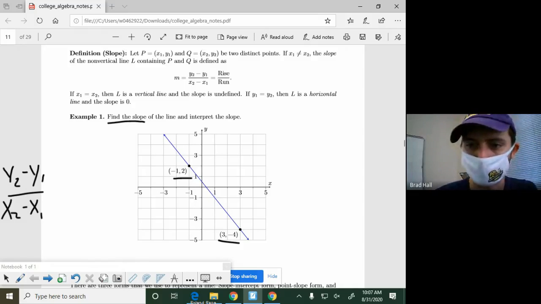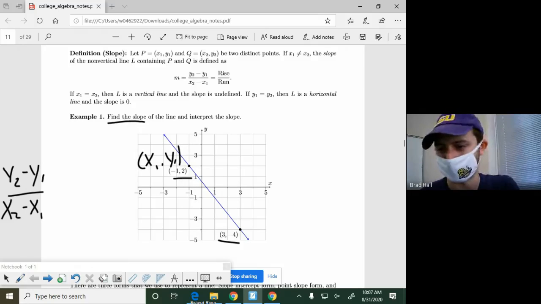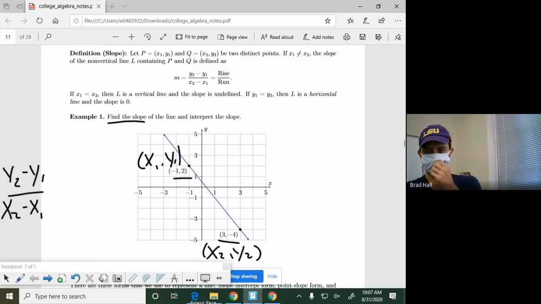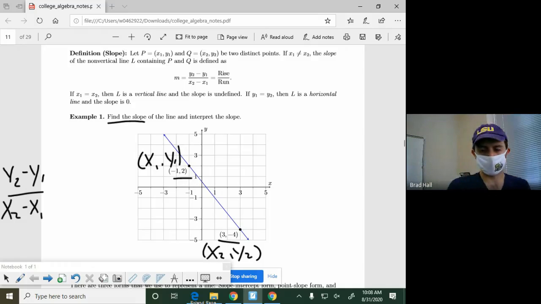So what we can do is just label them somewhat arbitrarily. It doesn't even matter. So that point on the left could be x1, y1. It's the first x value and the first y value I'm identifying. And then same thing with the other one. It's the second x value and the second y value. That's what that notation means.